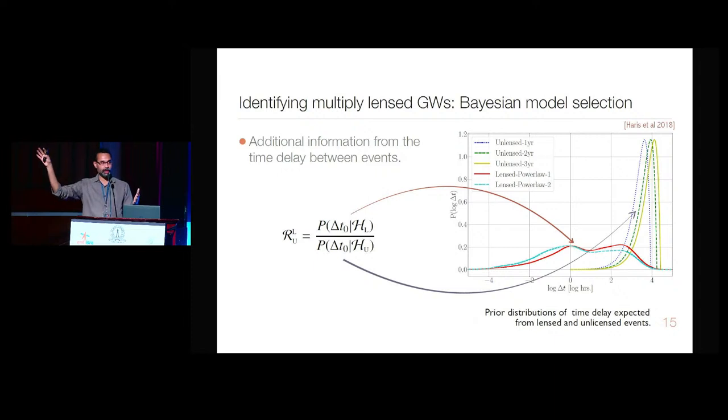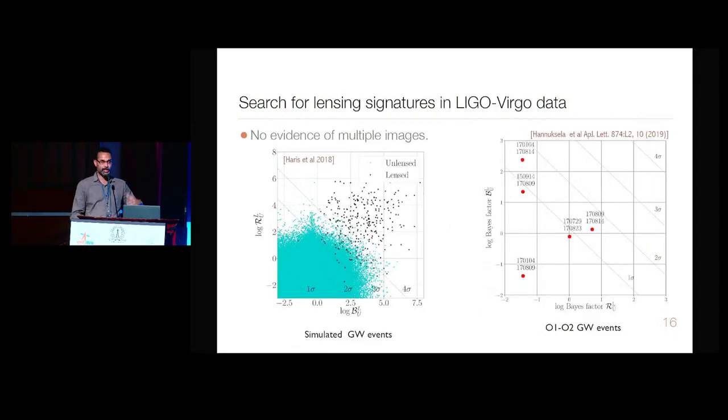If these two events are unrelated, the time delay has some Poisson statistics. However, the distribution of time delay between lensed events depends on the distribution of matter, the large scale structure in the universe, which we have some understanding of. So we can use this information of the time delay between multiple events also to write down a likelihood ratio between the lensed hypothesis and the unlensed hypothesis given a pair of events. And one could do simulations to see how well we'll be able to distinguish between lensed events and unlensed events.